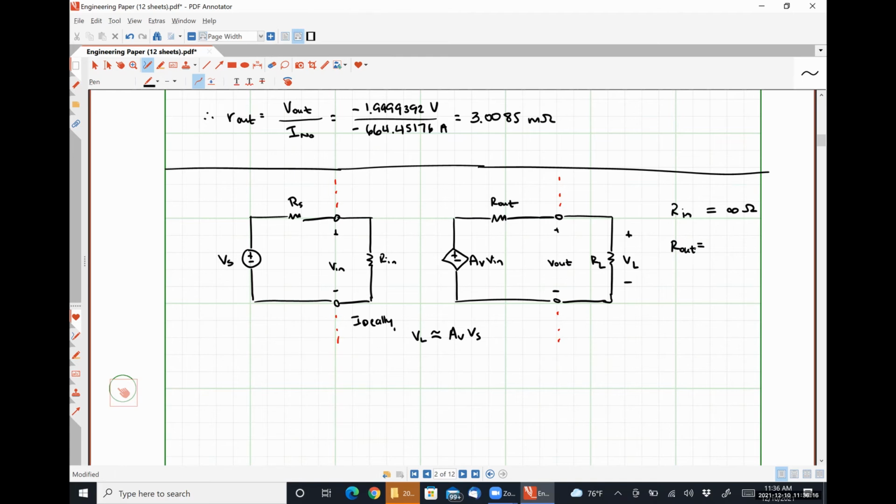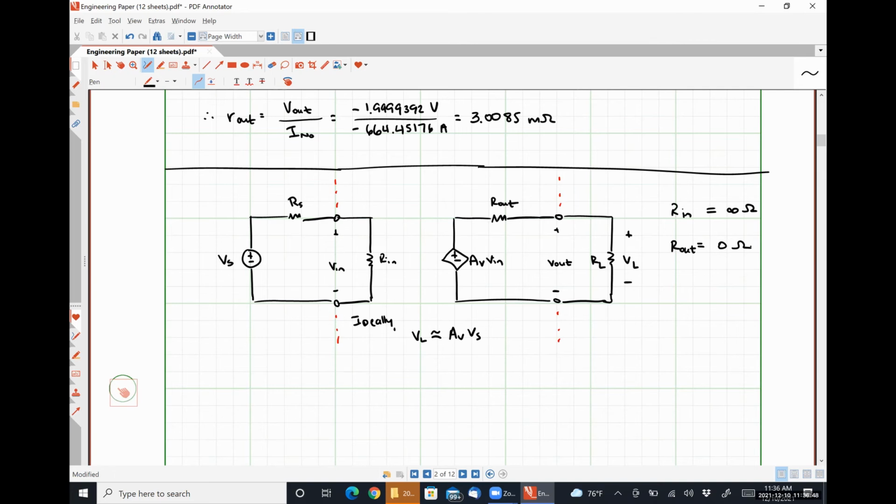Now let's talk about the other side. Okay. What value does this R out need to have so that there's no voltage drop over it? 0. It needs to be a short circuit. So under these constraints, VL is just going to be exactly equal to AV, whatever our voltage gain is, times Vs.